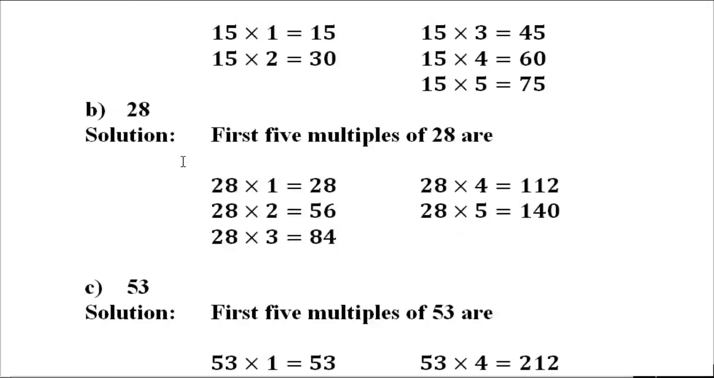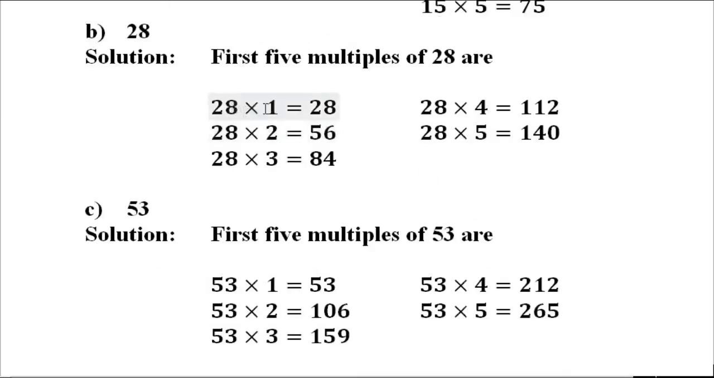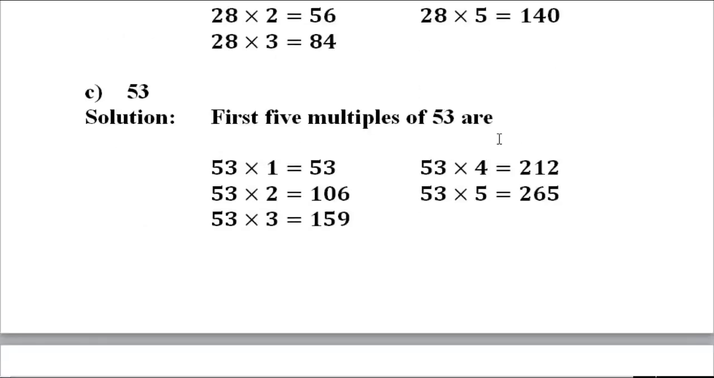Second part of this question is 28. To find the first 5 multiples of 28, I'll multiply 28 by 1, 2, 3, 4 and 5. 28 times 1 is 28, 28 times 2 is 56, 28 times 3 is 84, 28 times 4 is 112 and 28 times 5 is 140.